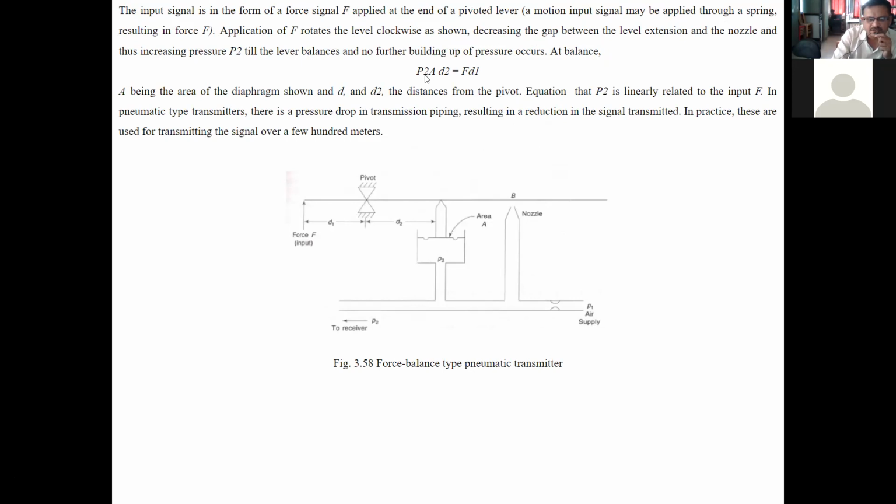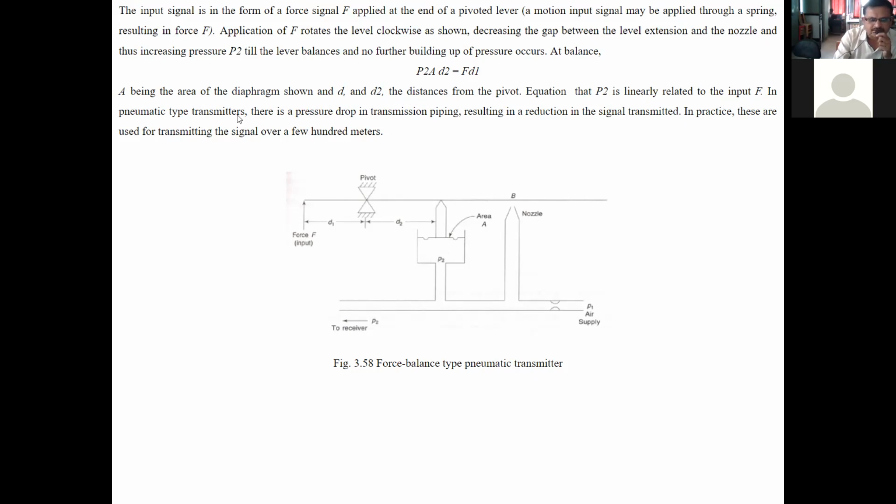At balance, P2 into A into D2 is equal to F into D1, A being the area of diaphragm as shown in the figure, and D1 and D2 the distances from the pivot. See that D1 and D2 are distances from the pivot. This is the force F which is applied at the end of the lever. P2 is linearly related to the input F.